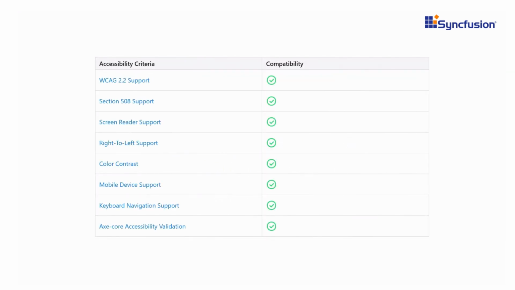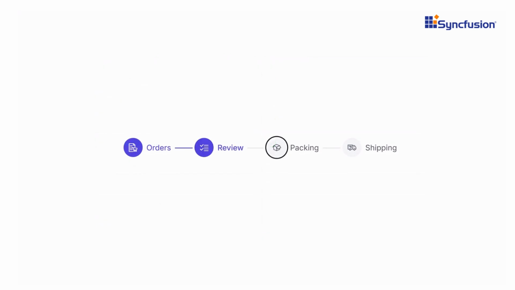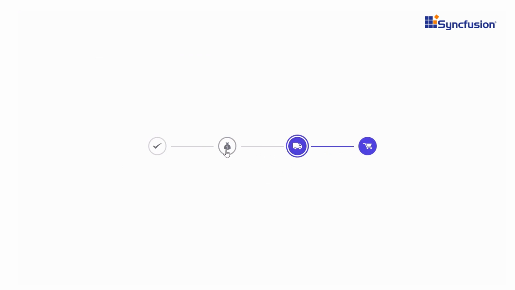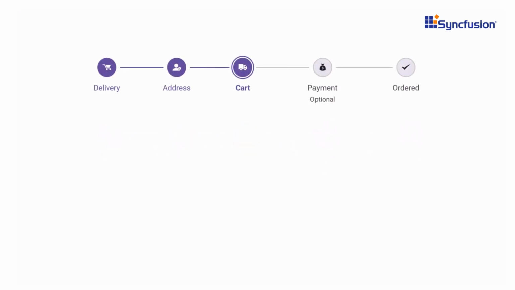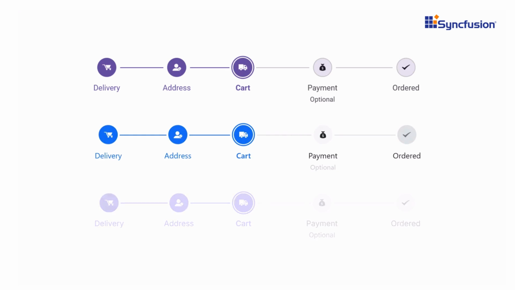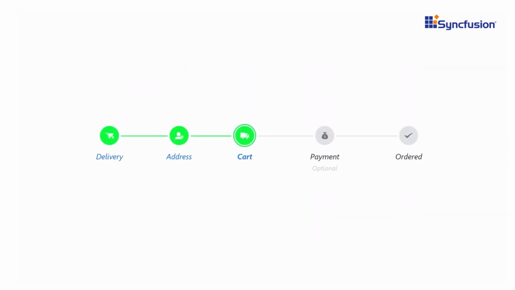Accessibility is a priority. The stepper fully supports WAI-ARIA, making it compatible with screen readers and keyboard navigation. It also includes right-to-left support, ensuring a seamless experience for global users. When it comes to styling, the stepper supports built-in themes like Material, Bootstrap, and Tailwind, or you can customize it to match your app's branding.